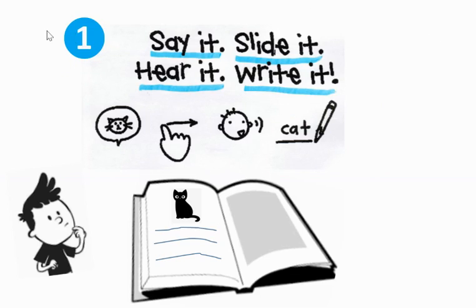Number 1, we've learned that if we're trying to write a story and we get stuck on how to spell a word, one way we can try to spell it is to say it. So let's say you've drawn your cat and you're trying to remember how to spell it. You can say it and then slide your finger across the page as you say it. And as you say it, hear yourself say the letter sounds.